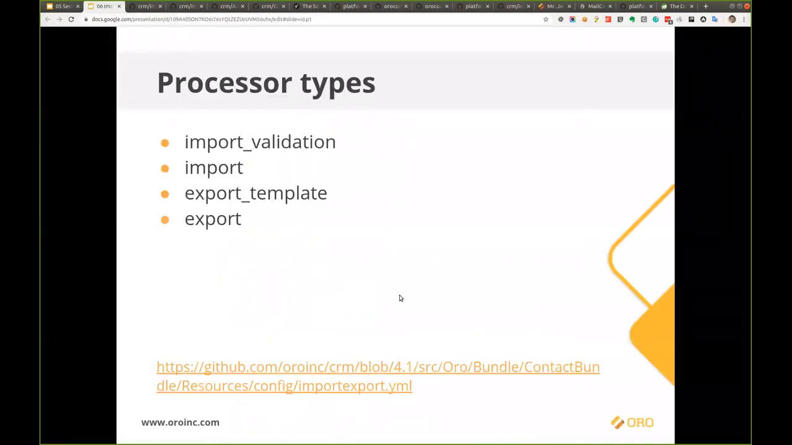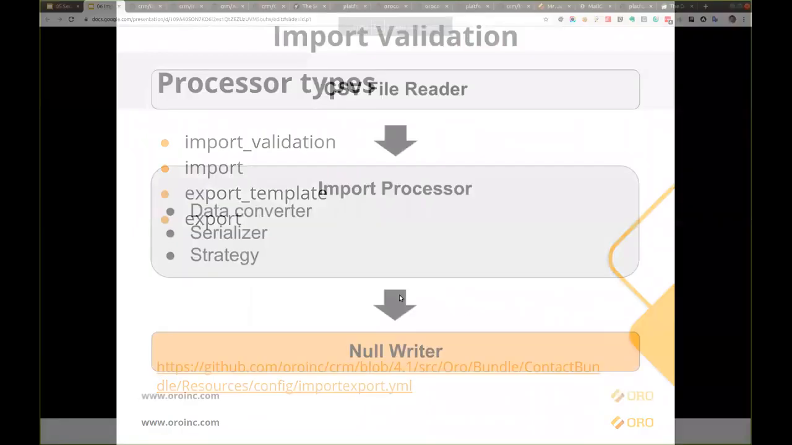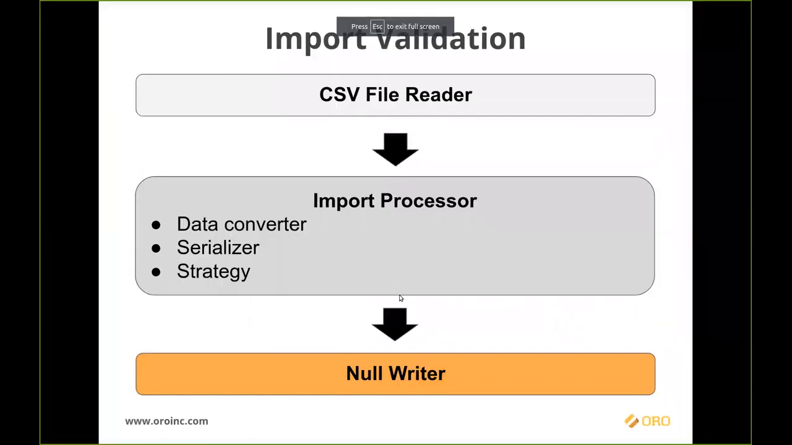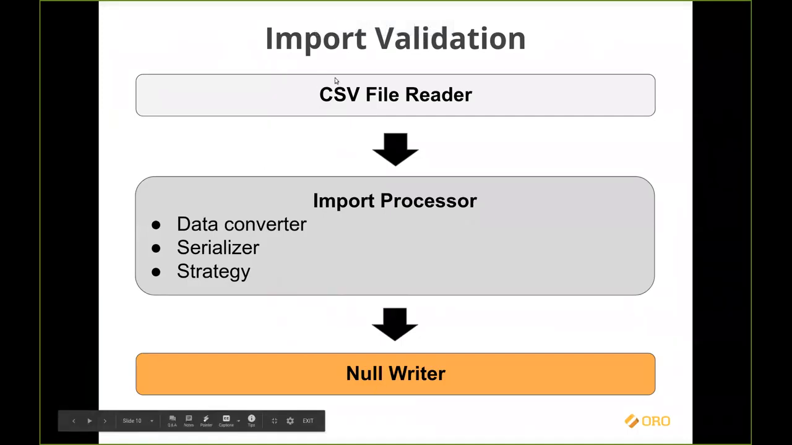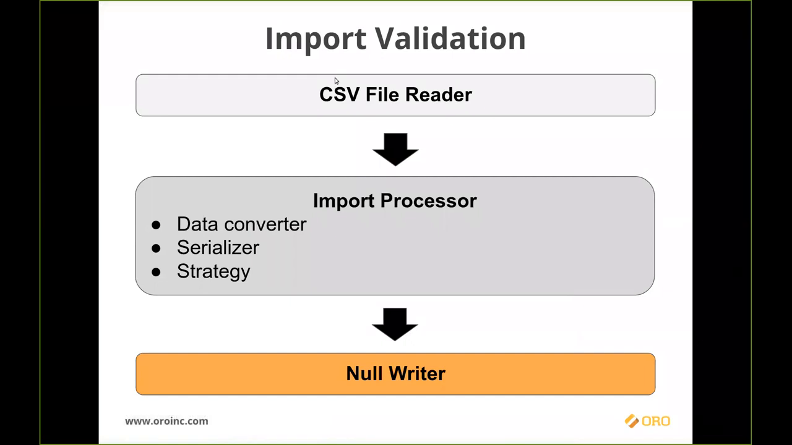So what's the difference between those processors? As I told you, the abstract is really the same. The difference is just with the input and the output. So if we think about validating the file, we have the normal CSV file reader. We process it with all the information, so we have the converter, denormalizer, and strategy, but we never write this data to the database. We just send the summary.